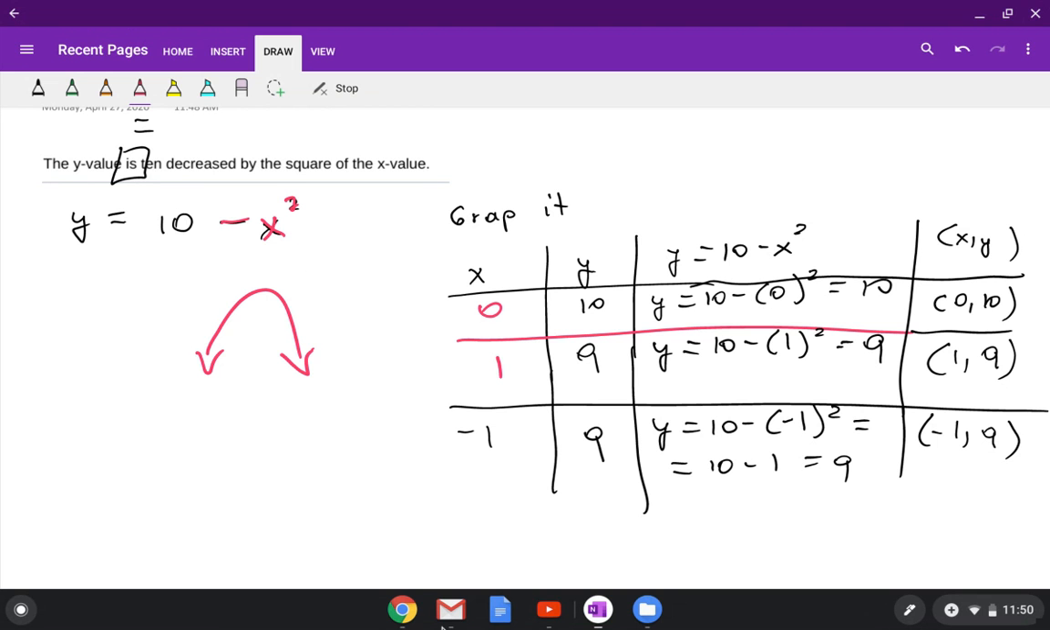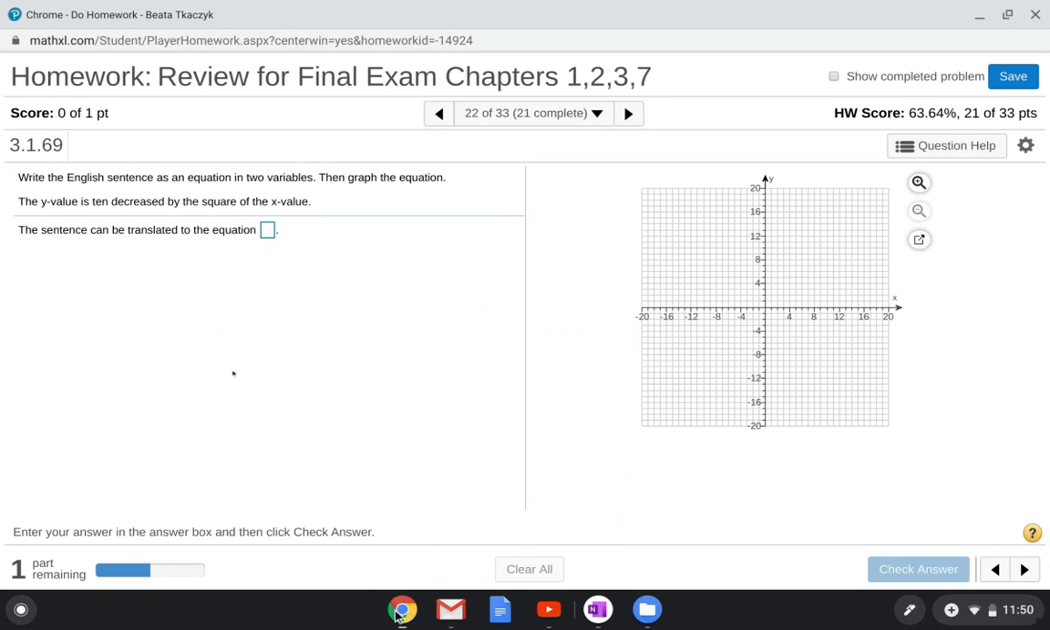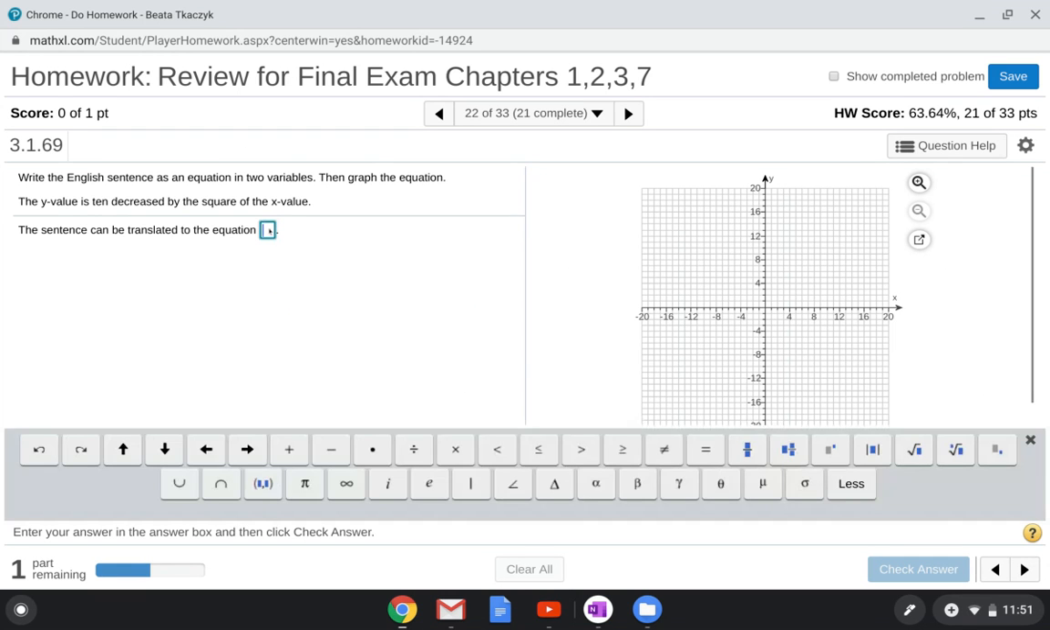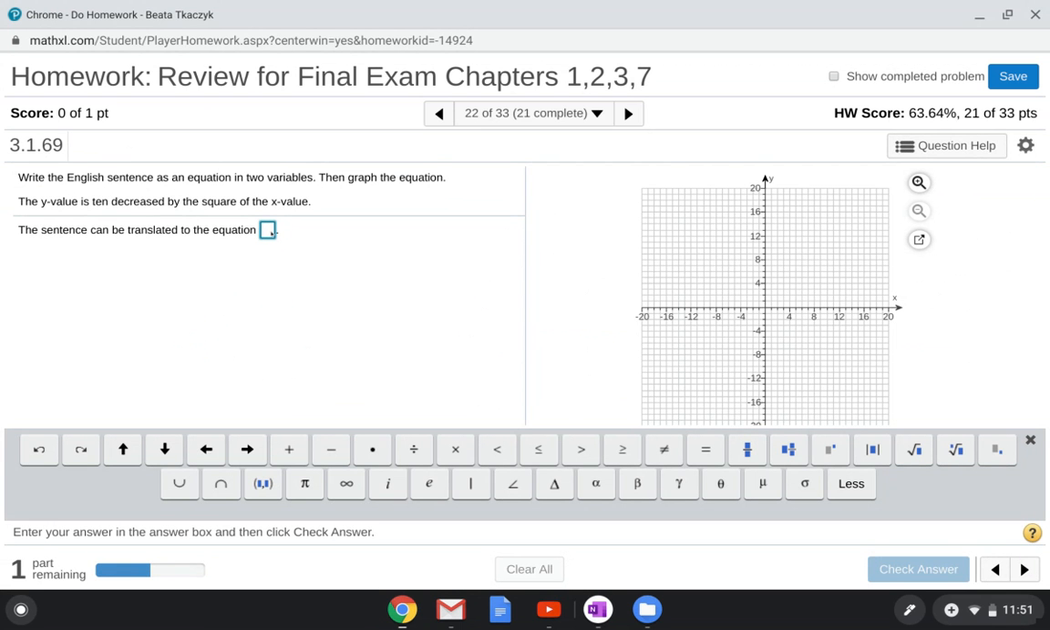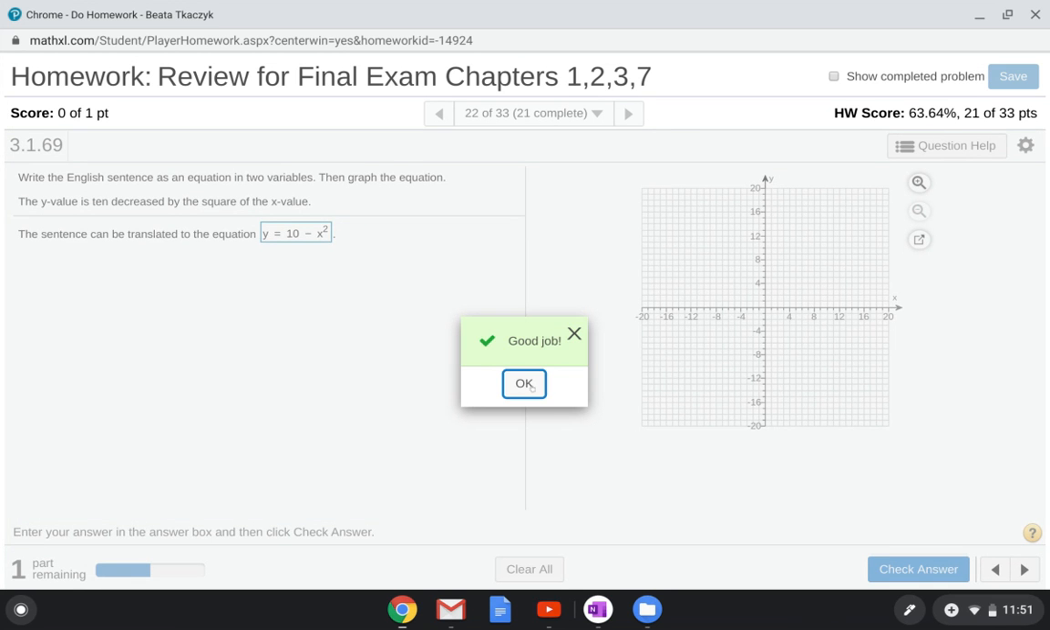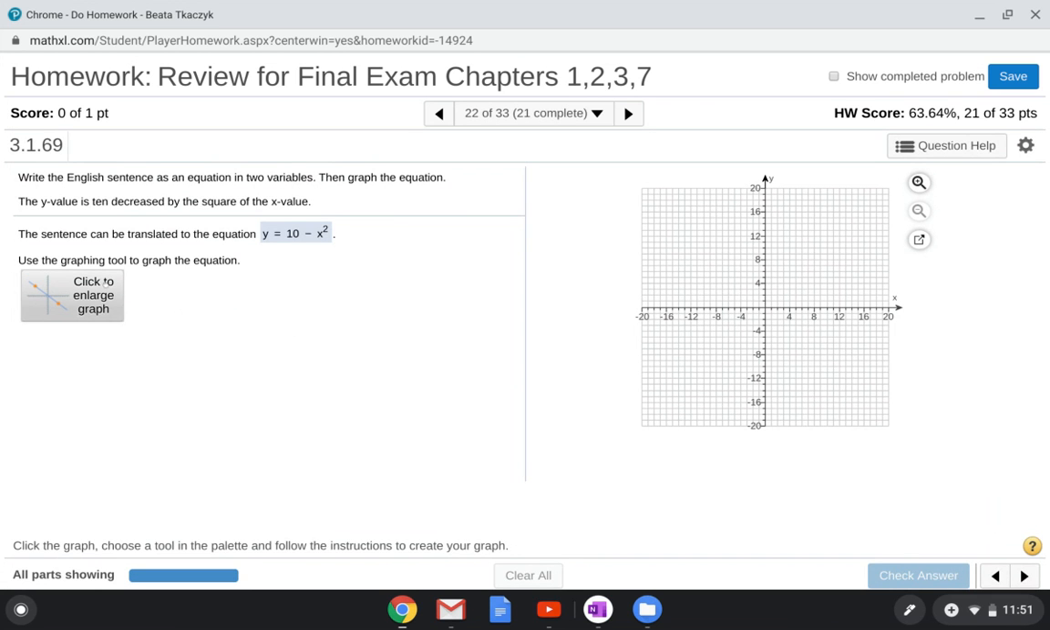Okay, so let's go back to my MATLAB. So the answer can be given by the equation, so we need to type the equation. I forgot that equation. What was that equation? y equals 10 minus x squared. So y equals 10 minus x squared. Okay, x squared. Let's check the work. Okay, it's correct. So when you know that it's correct, you can graph it.